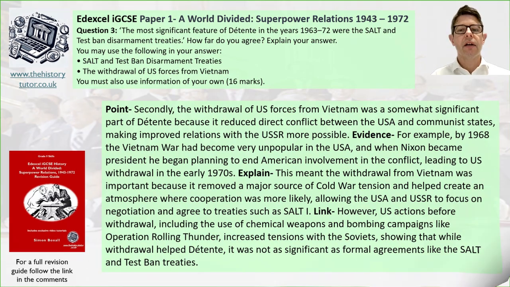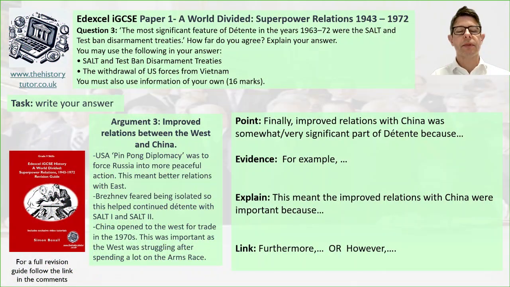So now let's go with our argument we must have, our argument of our own. So I've gone for improved relations between the West and China. We've got ping-pong diplomacy and how making relations with China forced the Russians around the table to more Detente. So again, pause me now, have a go at this one yourself, and then you can look at my example answer afterwards to assess your idea.